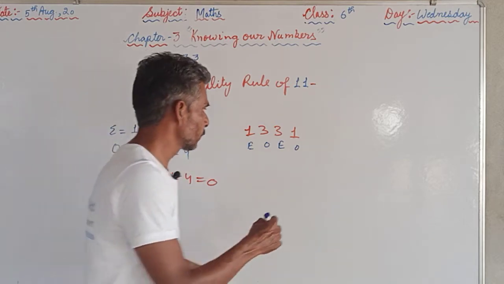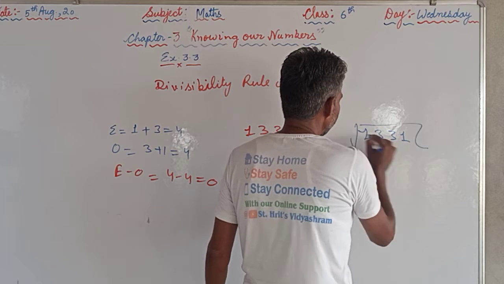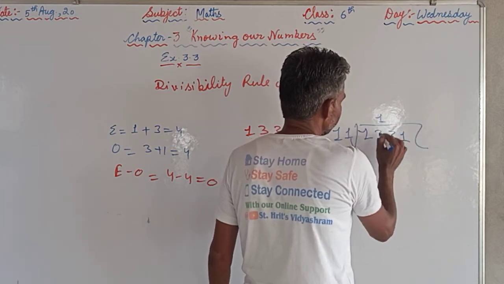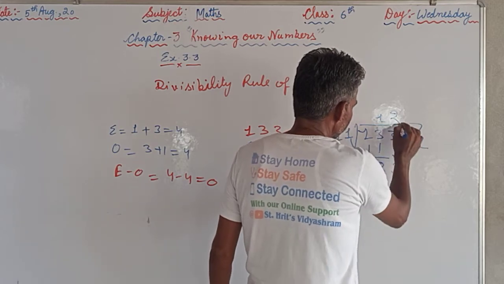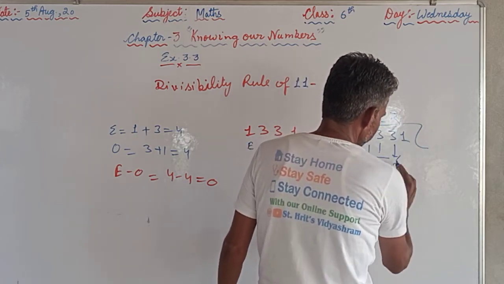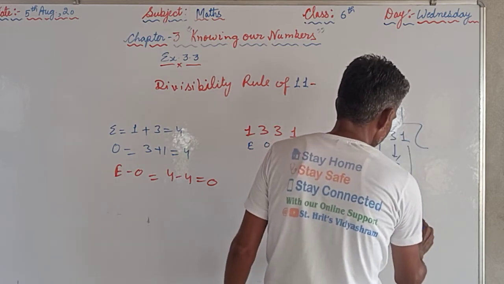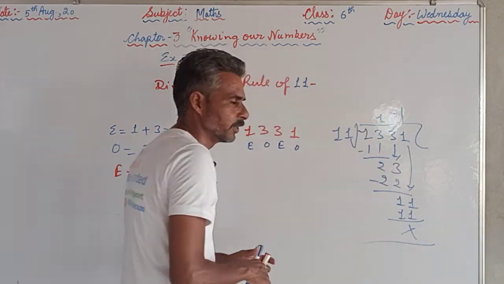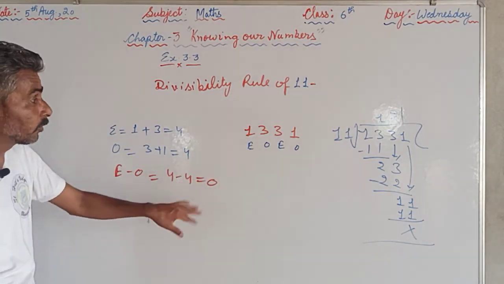So we should check 1 3 3 1 divided by 11. 11 1 ja 11, 2 3 4, 11 2 ja 22, then 1 is remaining, then 1 1 ja 11, hence it is divisible. So we can do it like this. There is no need to calculate, we can calculate in our mind as well.